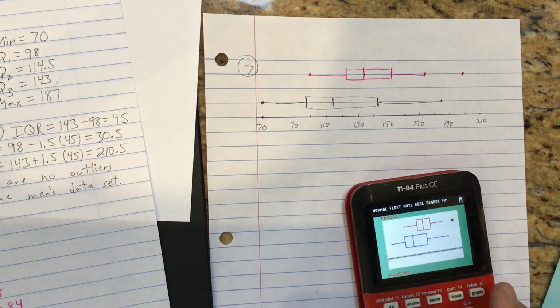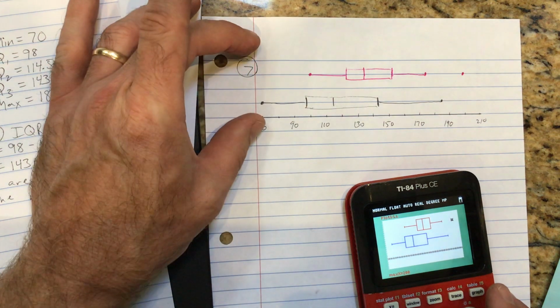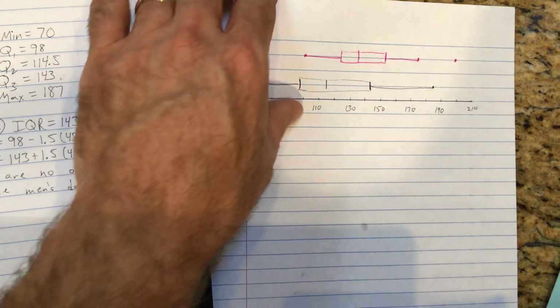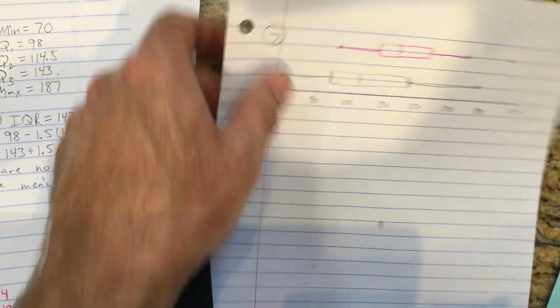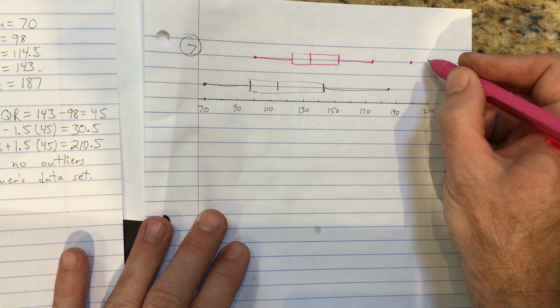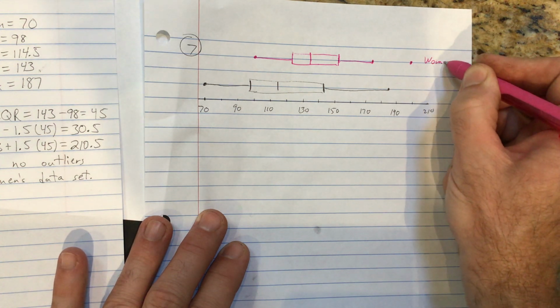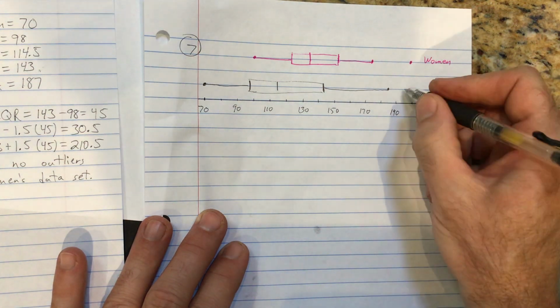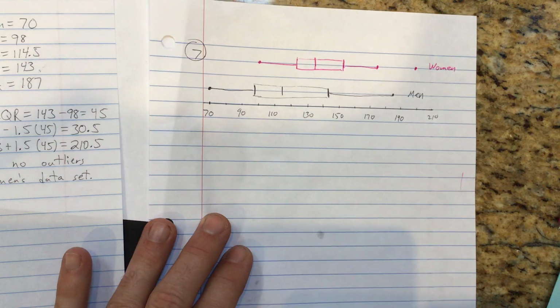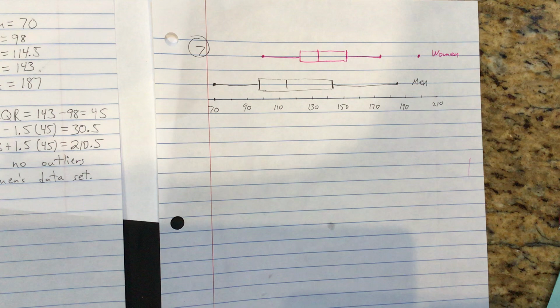And there you go. Our side-by-side box plots that are modified. Now there's one thing missing. Whenever you do a side-by-side box plot, you do need to label which data set is which. So here we go. This is the women, and this is the men. Okay, hopefully that's a piece of cake.